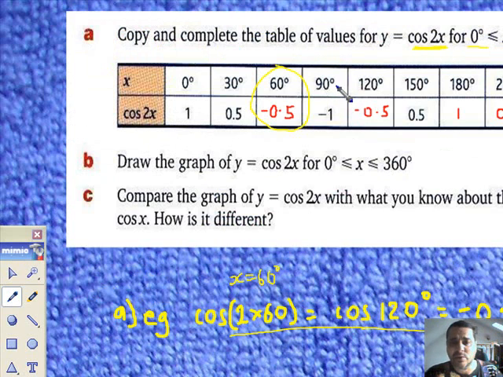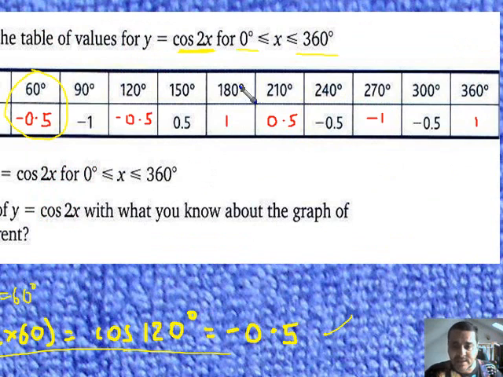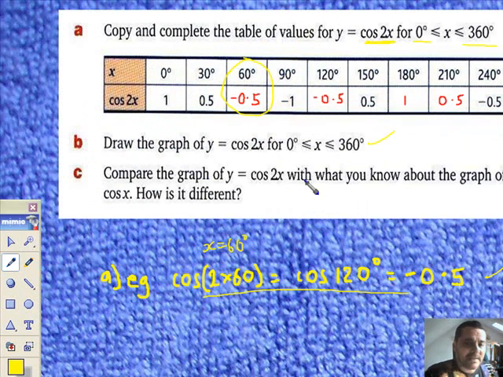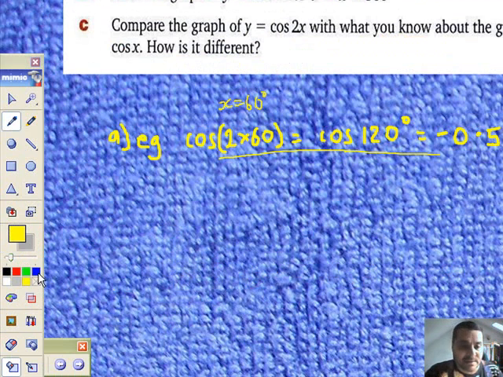The cosine of 2 lots of 90 is minus 1. The cosine of 2 lots of 120 is minus 0.5. The cosine of 2 lots of 180 is 1, etc. And then I drew the graph just to save time. Now, I did more than it says in part B. Obviously I drew the graph for part B, but then it says: compare the graph of y equals cos 2x with what you know about the graph of y equals cos x. So that should really say y equals cos x.